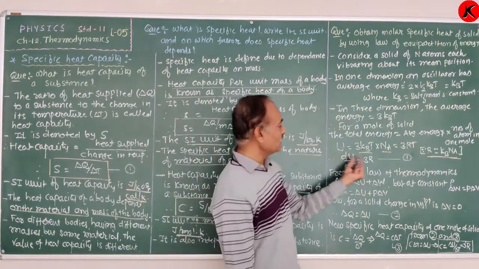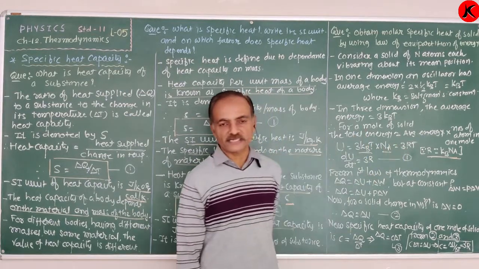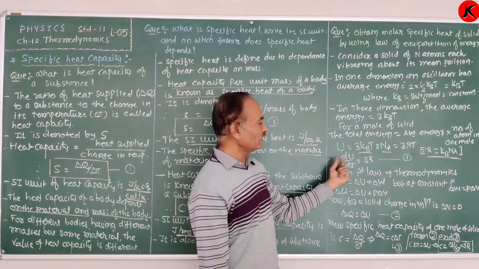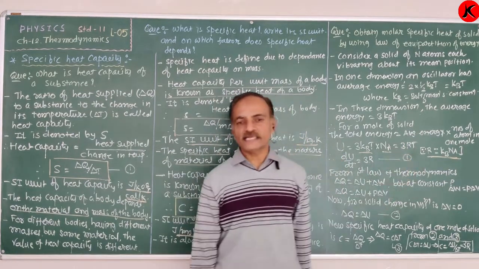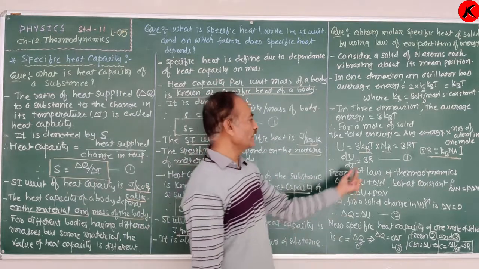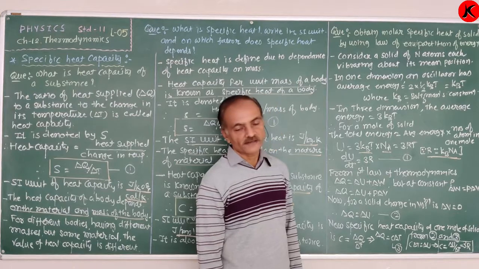Take the derivative with respect to the temperature. Therefore, dU upon dT is equal to d by dT of 3RT. 3R is common, and dT upon dT is 1. Therefore, dU by dT is only 3R. That is our equation number 1.